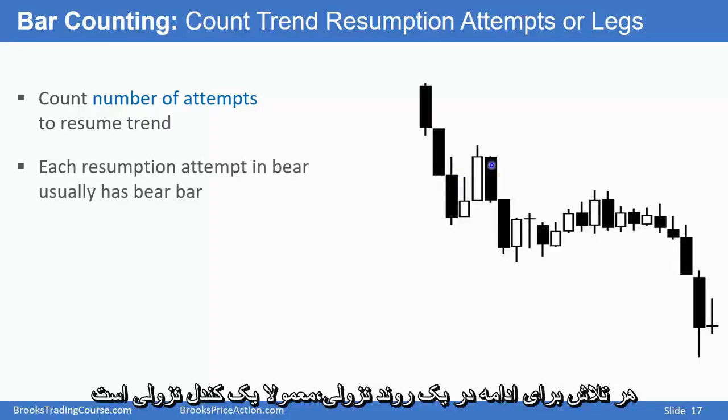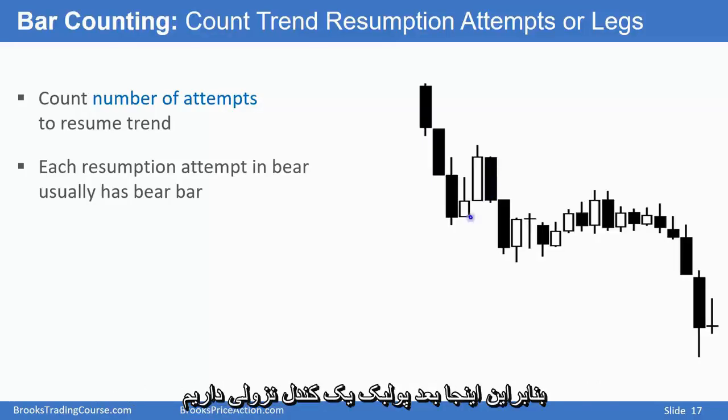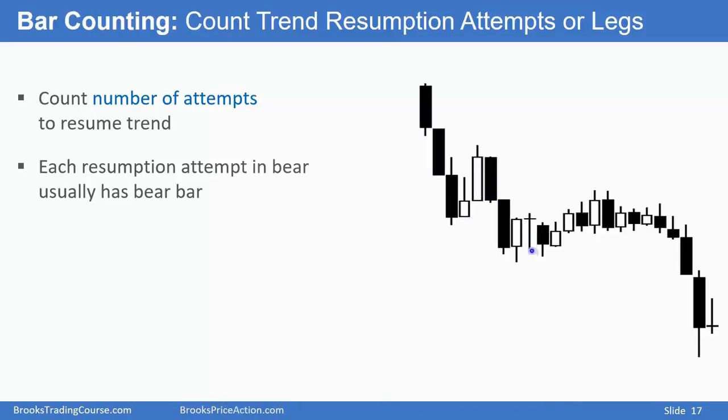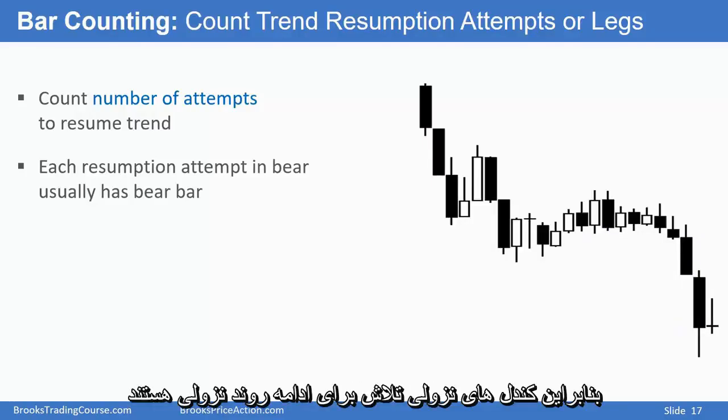Each attempt at resumption in a bear trend usually has a bear bar. So we got a pullback and then a bear bar. We have a pullback and then a bear bar. Bear trend trying to resume, successfully resuming. So the bear bars are the attempts at trend resumption down.